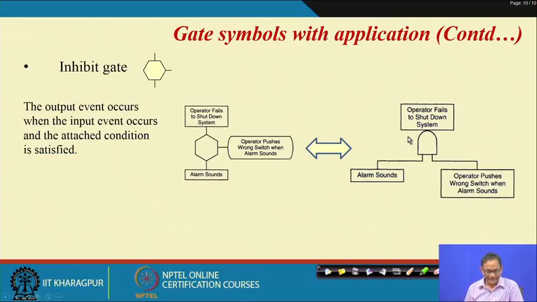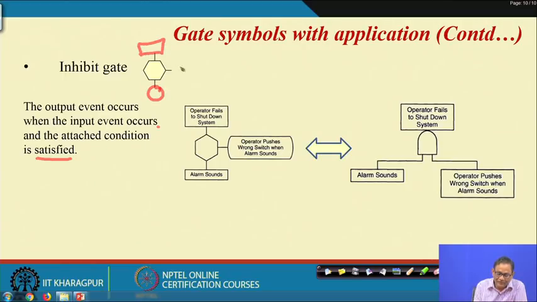Now, inhibit gate. What is an inhibit gate? The output event occurs when the input event occurs and the attached conditions are satisfied. So this is the input, there will be an output, and this is the attached condition. Exactly as it is written here, as I explained: alarm sounds, operator pushes wrong switch when alarm sounds, operator fails to shut down the system. So this is basically the situation inhibited.